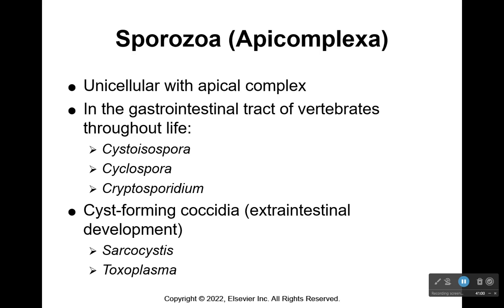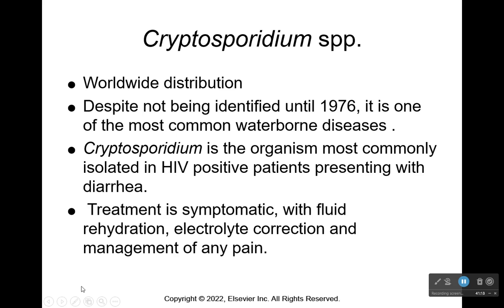Our next group is called Sporozoa. With our Sporozoa, they can be in the GI tract throughout life. They form cysts: Sarcocystis, Toxoplasma. These are worldwide also. This one, Cryptosporidium, we did not know about till the 1970s, but it is one of our more common waterborne diseases. If we have HIV patients that present with diarrhea or intestinal problems, the number one parasite we find is going to be Cryptosporidium.